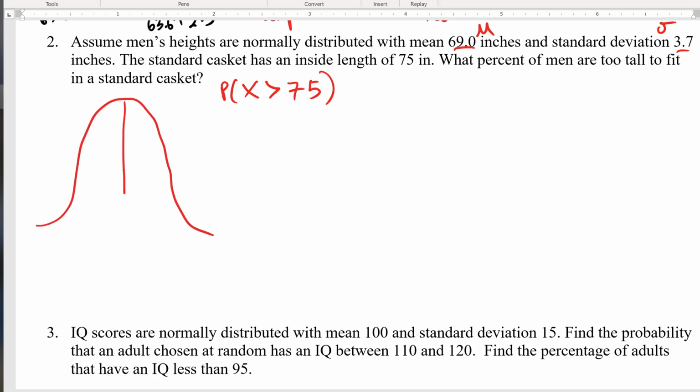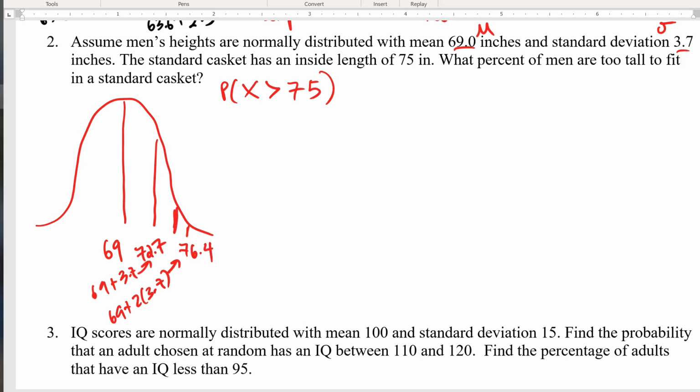Our mean is 69. If I go one standard deviation to the right, 69 plus 3.7 should be 72.7. You still haven't reached 75, so I'm going to go again. Another 3.7. This would be 69 plus 2 times 3.7, or we add that twice, which would be 76.4. So now we're getting close to 75. 75 is going to be somewhere in between these two. And we're finding the area to the right of that.